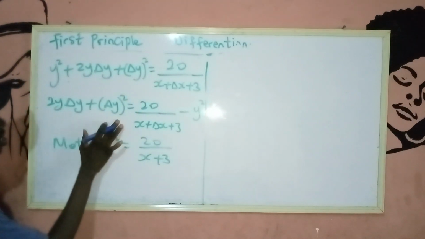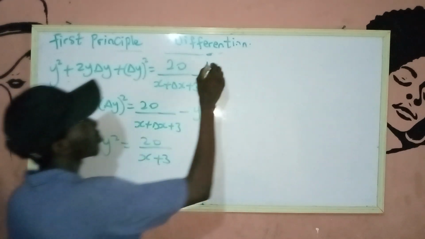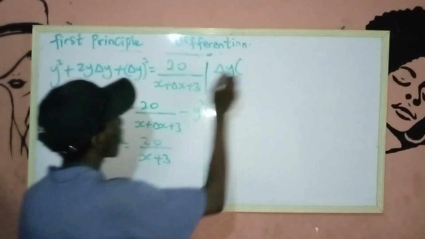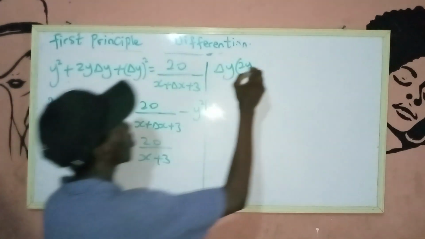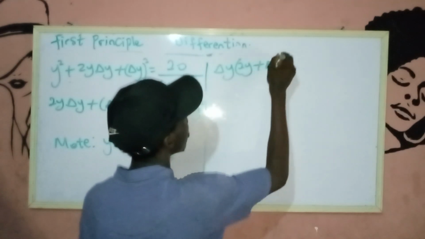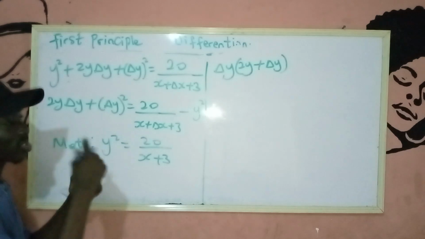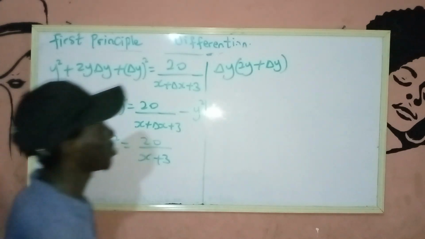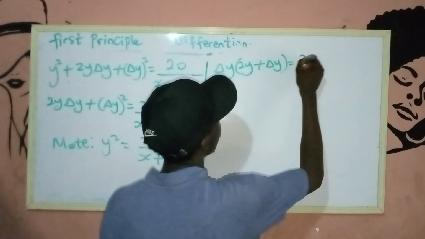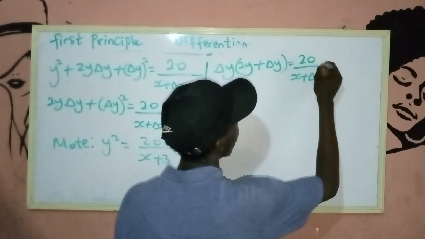For this side, this is common, this is common. So it can become change in y into 2y plus change in y. You can say I have the square of this, and square of this means this times itself. I take one of it out, left with 2y and one of this. And that equals 20 over x plus change in x plus 3.